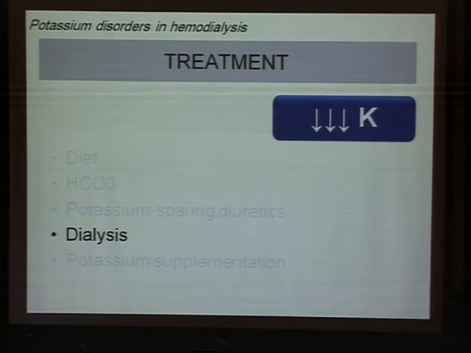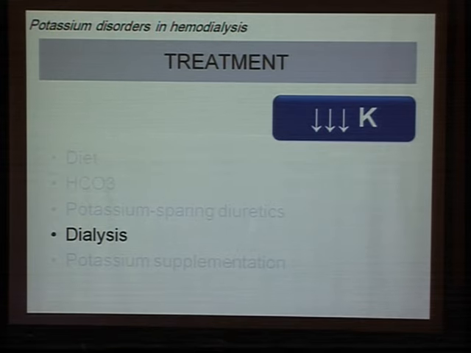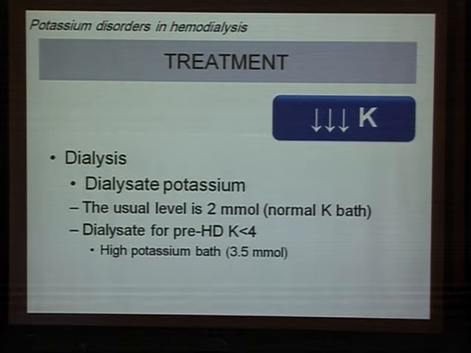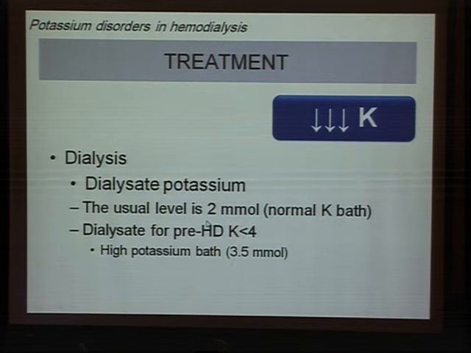Potassium-sparing diuretics might be used, and it is said that the maximum dose is 25 milligrams of spironolactone with regular and meticulous monitoring of potassium. And dialysis. You have to revise dialysis dose, and you have to revise dialysate potassium. As I have just mentioned, if pre-dialysis potassium level is below 4, please use high potassium bath.